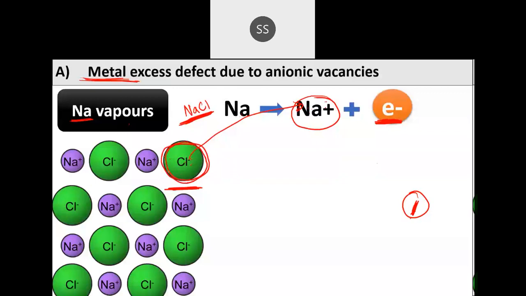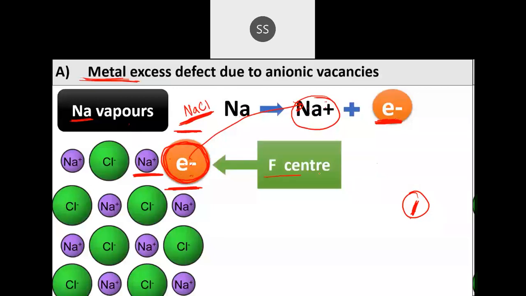That is the site which was initially the anionic site. This sodium site is a cationic site. Now this anionic site, the negative site, will be occupied by the negative electron. They will come and sit here. Since the electron has come and sat here, it is called the F center. Because of this electron, there will be a change in the color of the crystal.